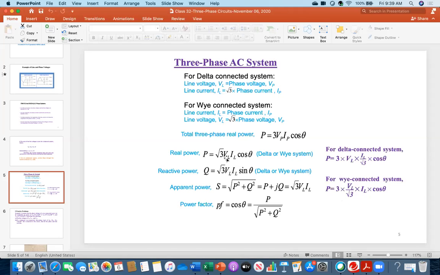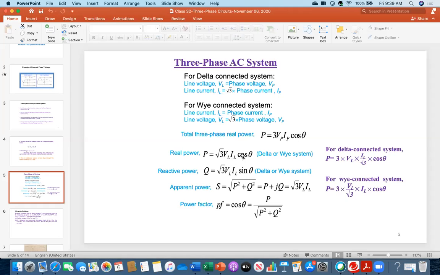That real power for three-phase is root 3 VL IL cos theta. Never ever write just the 3. It is not 3 VL IL cos theta. If you want to use 3, then you have to use VP IP cos theta. And if you use the VL IL symbol, then please use root 3. Don't say just the 3.